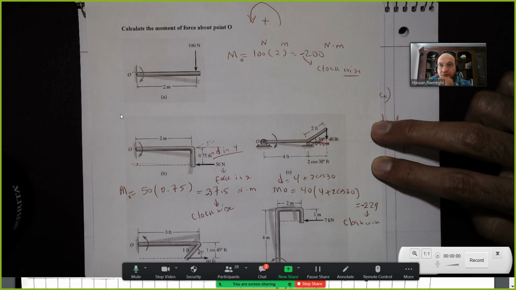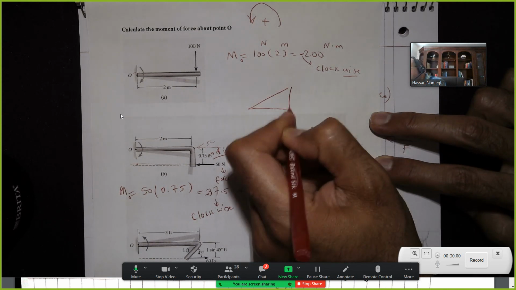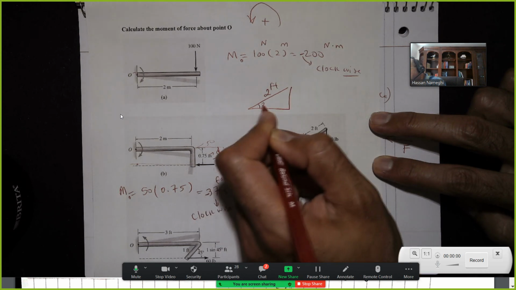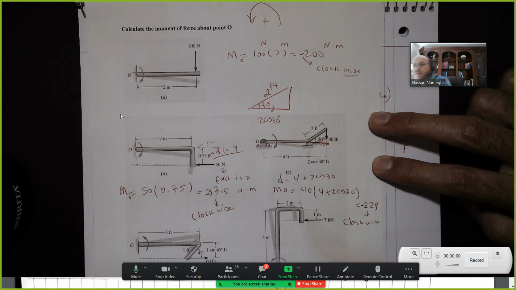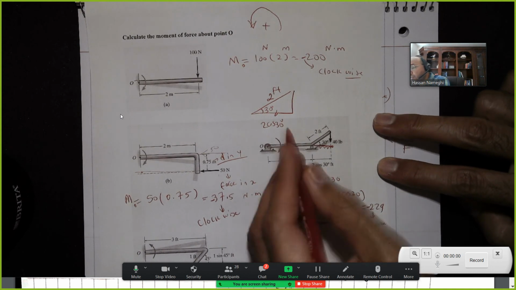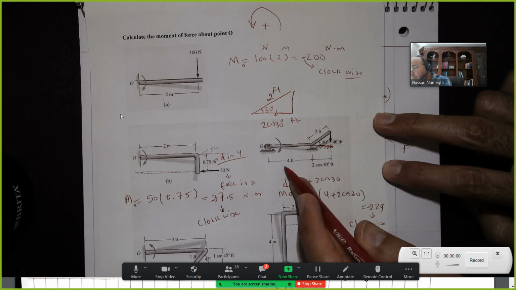Okay, what did you want to add, Kareem? Exactly. So we look at that as a right triangle, and the hypotenuse here is 2 feet. The angle here is 30 degrees. So this distance will be 2 cosine 30. Yeah, very good. So 2 cosine 30 feet, and the unit for here will be pound feet.